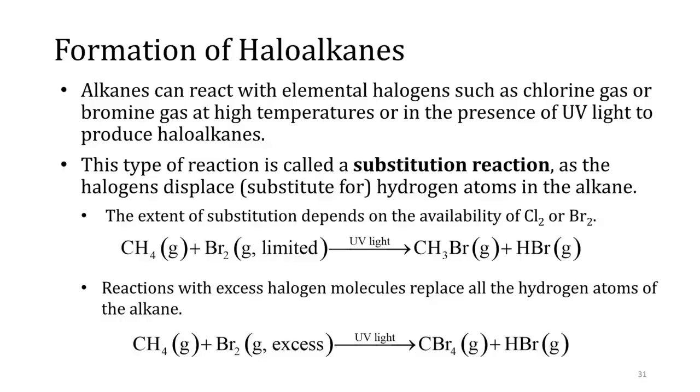So the reaction is an alkane plus your bromine to give your halogenated alkane, and your other product is hydrogen bromide. Now you'll notice the second reaction shown here is not properly balanced. We'll look at balancing those in class.